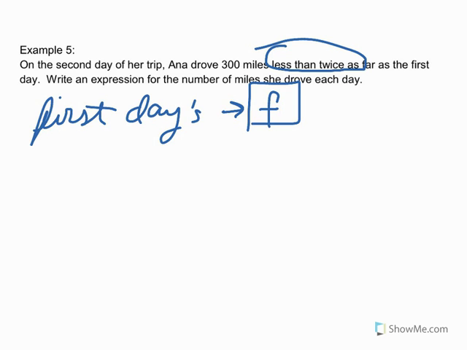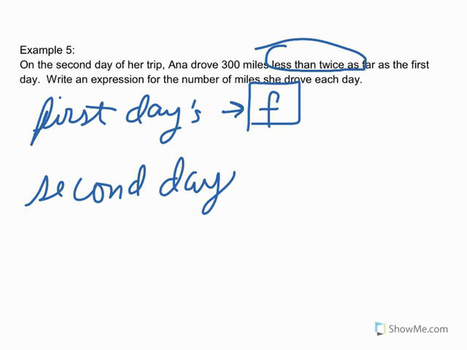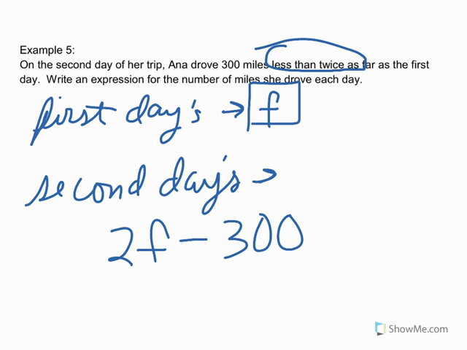The second day's miles can be represented using the keywords that they're giving us. So on the second day, it says that she drove 300 miles less than twice as far as the first day. So the first day she drove F miles. The second day she drove twice F, but 300 miles less than that. Remember, whenever that keyword less than is used, it actually belongs after the subtraction sign, not in front of. So those are my two expressions.